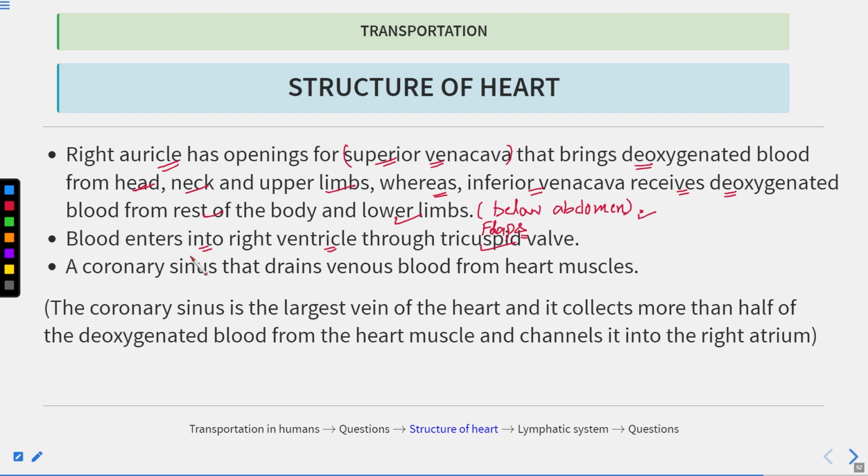Now there is a coronary sinus that drains the venous blood from the heart muscles. Now what is the coronary sinus? The coronary sinus is the largest vein of the heart, and it collects more than half of the deoxygenated blood from the heart muscles and channels it to the right atrium. Okay, this is the coronary sinus. It is the largest vein of the heart. Okay, clear?